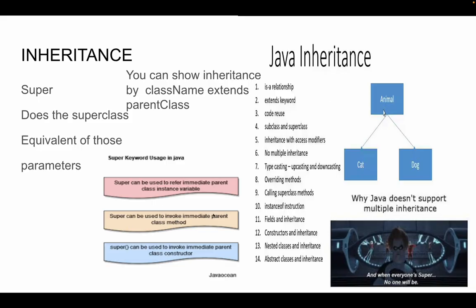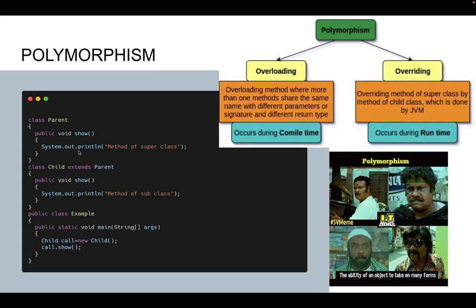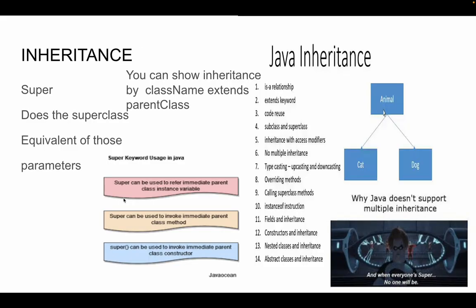Okay, super can be used to invoke immediate parent class methods. So basically, just using super dot whatever. Say you want to access the show method here that both classes have different versions of. Super dot show. Basically, this allows you to move up to and print out the parent version of that method instead of printing out the child version of it.